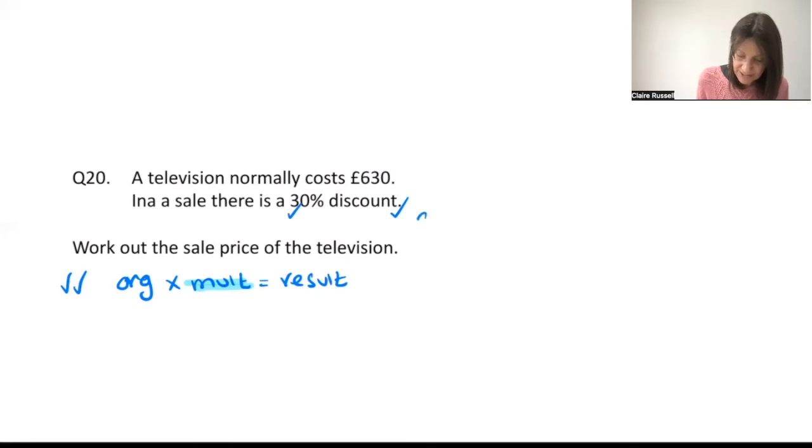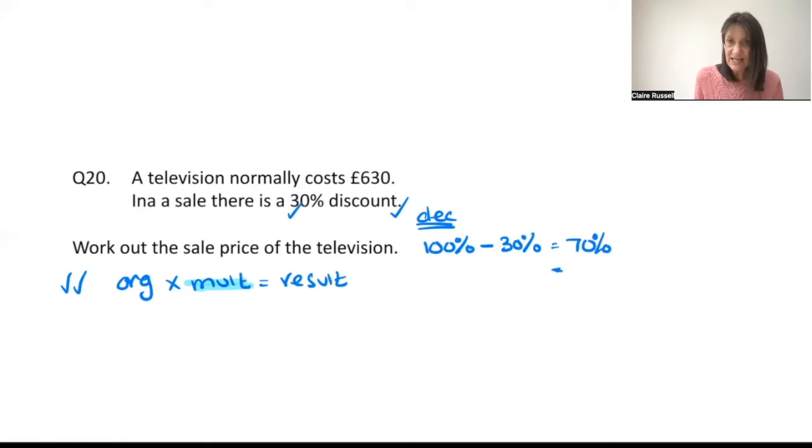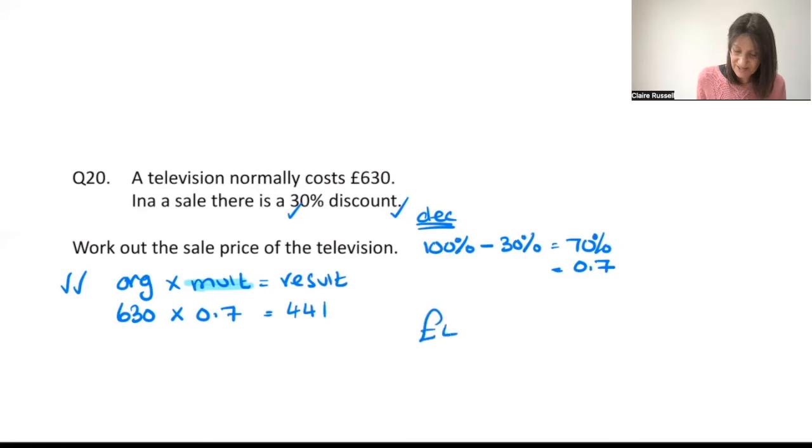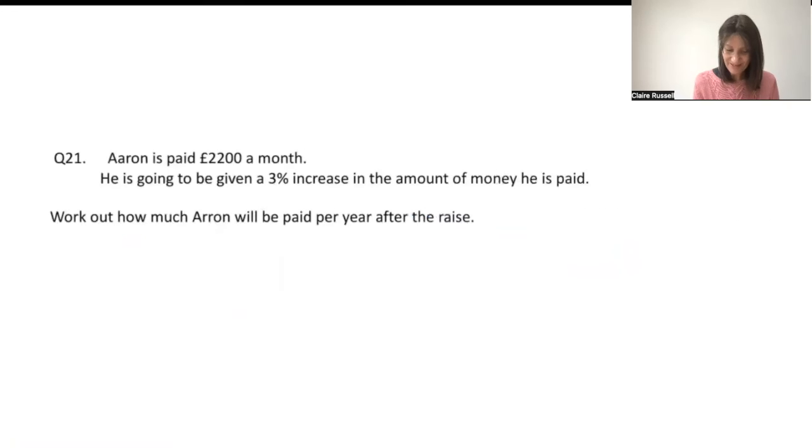So when I'm doing a decrease, I'm doing 100% minus whatever it is in the question. That's going to give me 70%. 70% as a decimal is 0.7. So the original is 630. I times that through by 0.7, and then I get my result, which is 441. So my answer is £441. All right, I hope that went well. There is your next question.